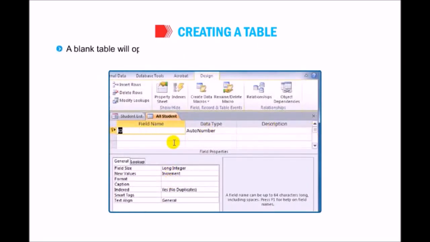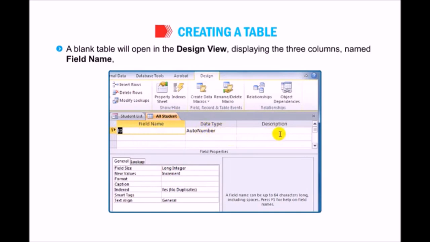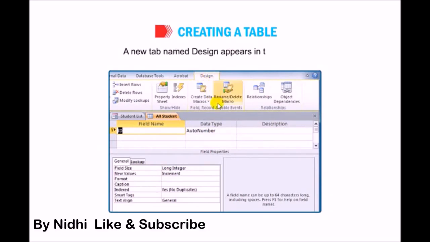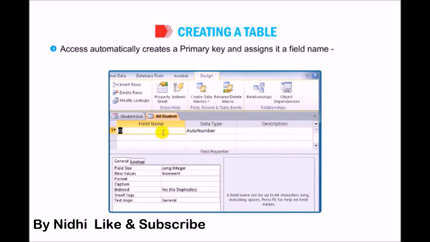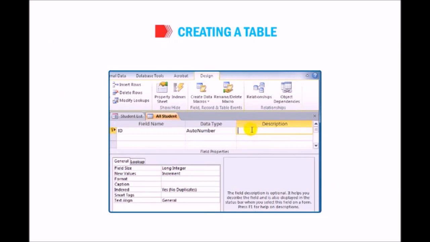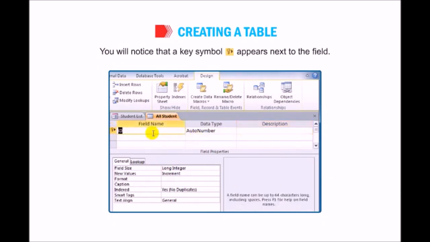A blank table will open in the Design view displaying three columns named Field Name, Data Type and Description. A new tab named Design appears in the ribbon. Access automatically creates a primary key and assigns it the field name ID and the data type AutoNumber. You will notice that a key symbol appears next to the field.